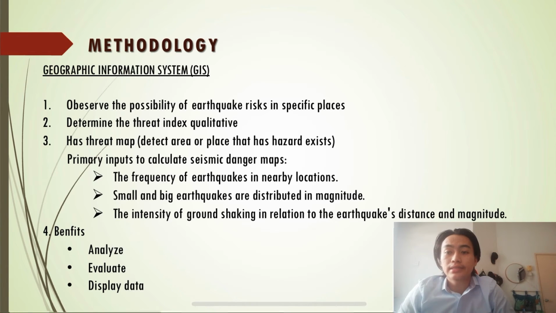GIS also has benefits: it can analyze and evaluate, and it can also display data in a simple way and in geographic format. That's all for the methodology.